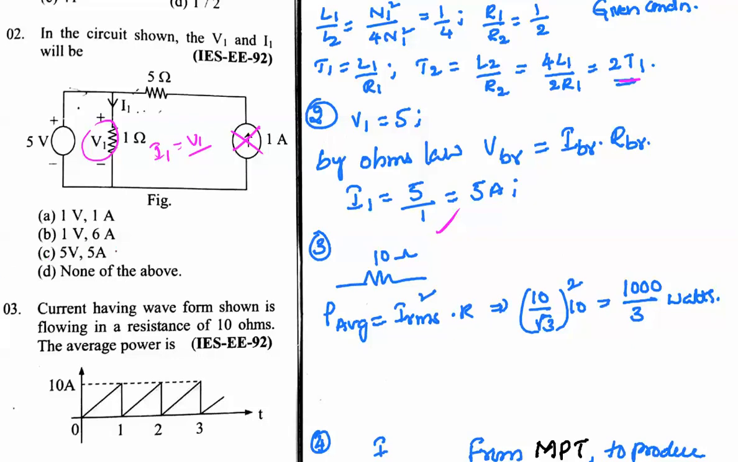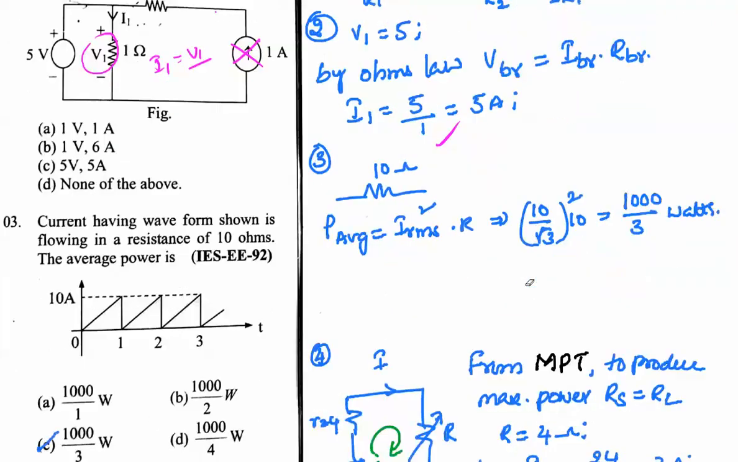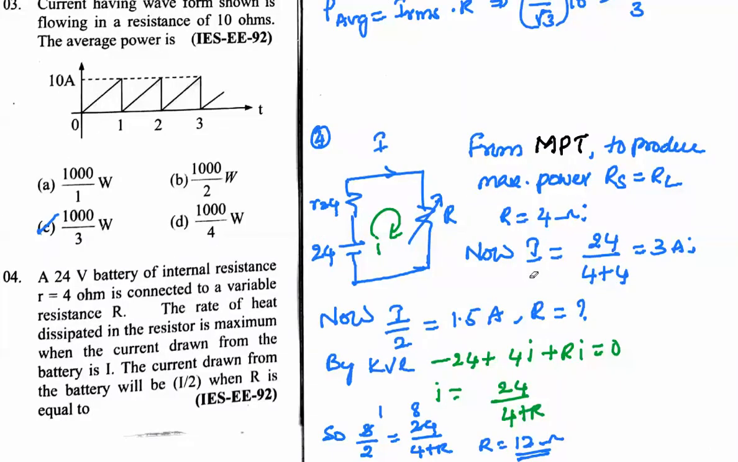Third question. The current having a waveform as shown in the figure flows in a resistance of 10 ohms. The average power will be. So P average is equal to I RMS squared into R. I RMS for this waveform we have calculated in my previous videos. So from that, 10 by root 3 whole squared into R, which is 10 by 3 watts here. Next problem, and this is the answer.